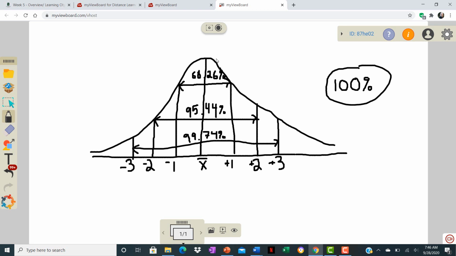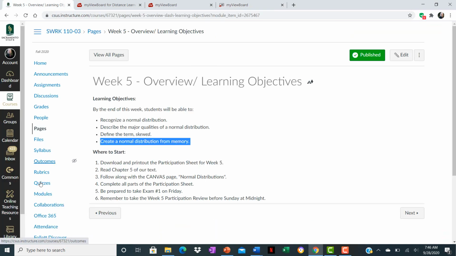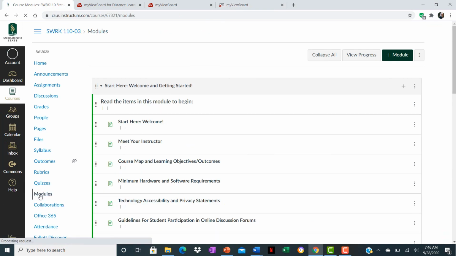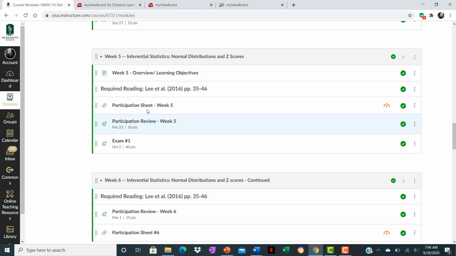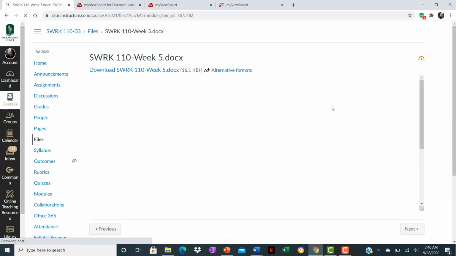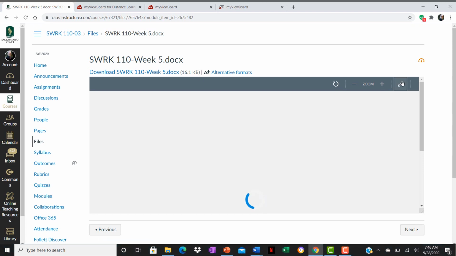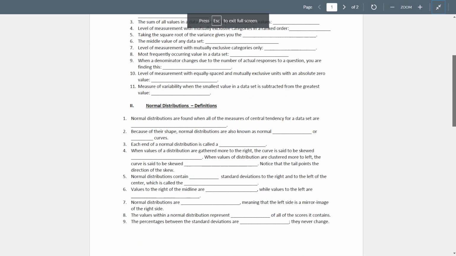So that is, for now, what I'm going to leave you with respect to normal distributions, and I'm pretty sure we have covered everything we need to for that second part of your participation sheet for week 5. I don't think I've left anything out, but just in case, let's take a look. I'm going to go over this again in class, but we'll go down to participation sheet for week 5 and open it up right here. There's your review, make sure you do that.